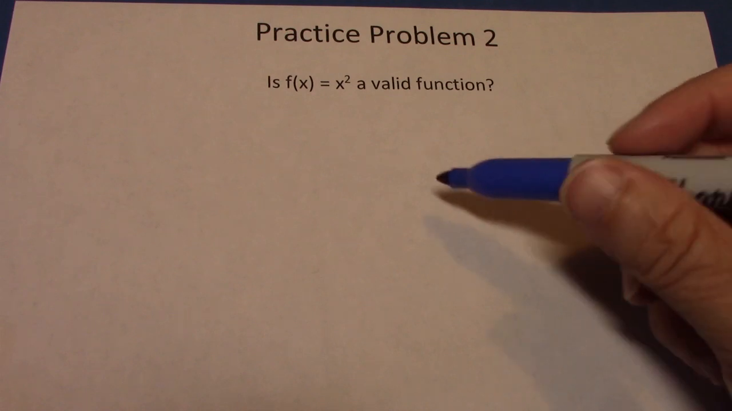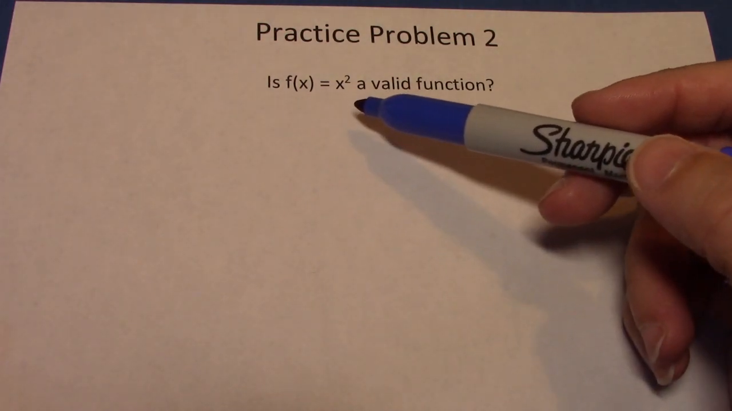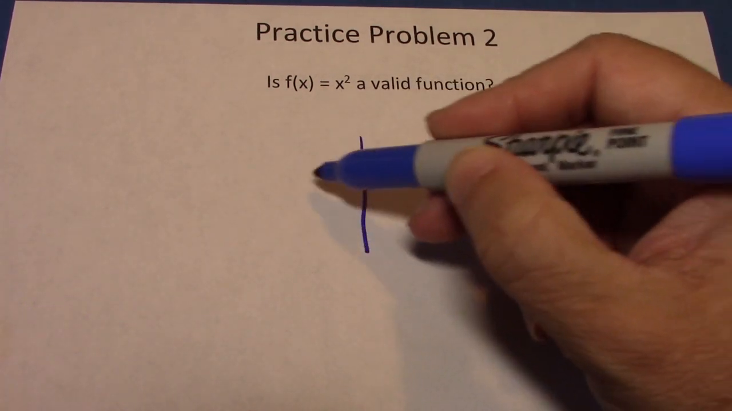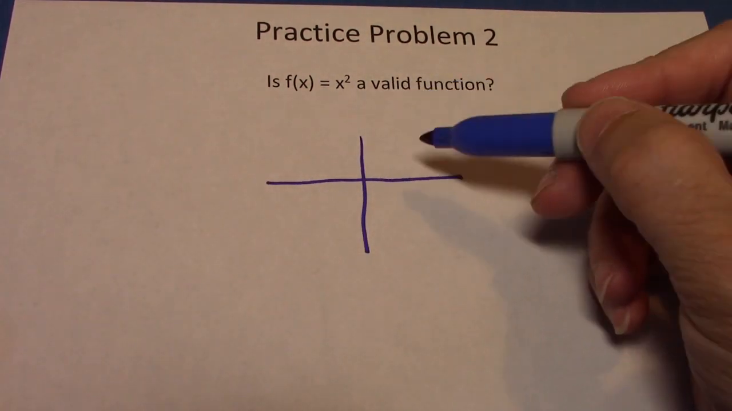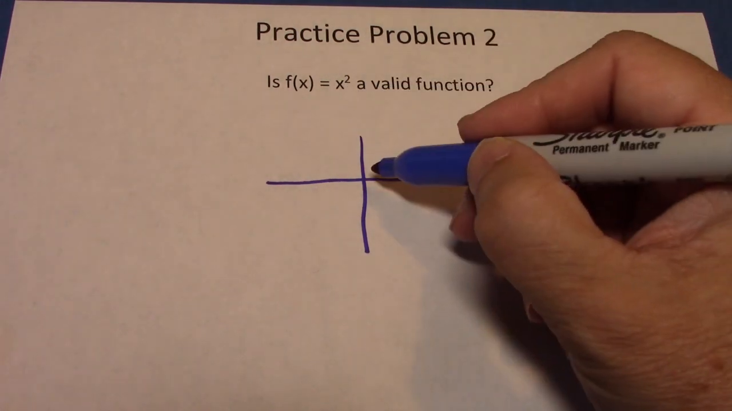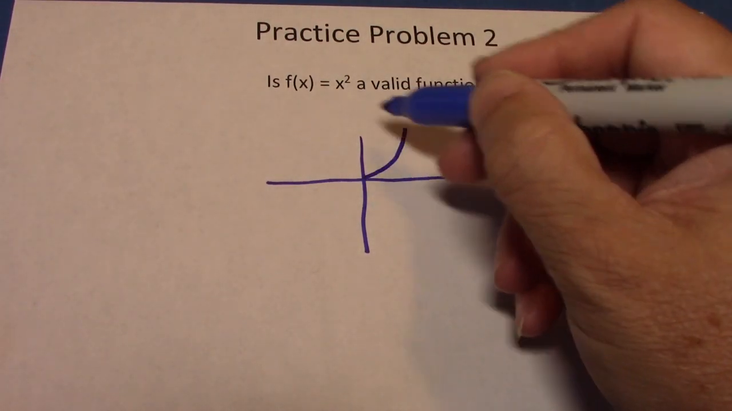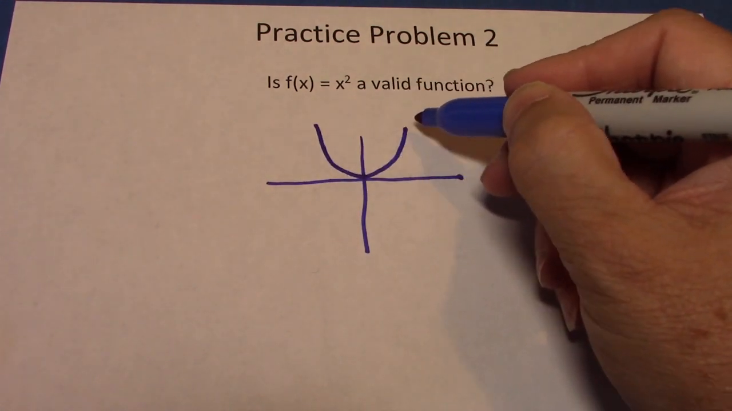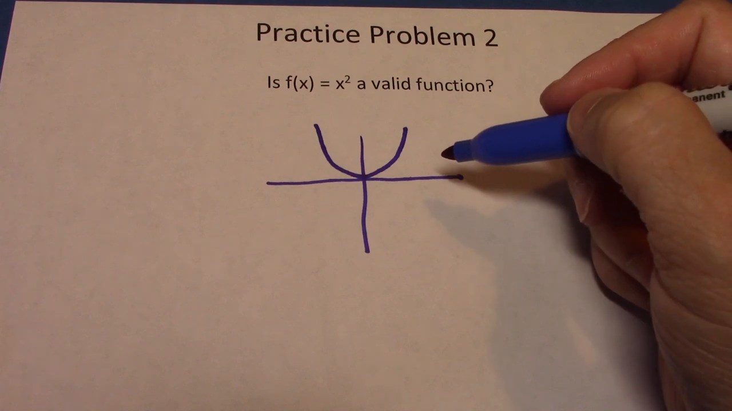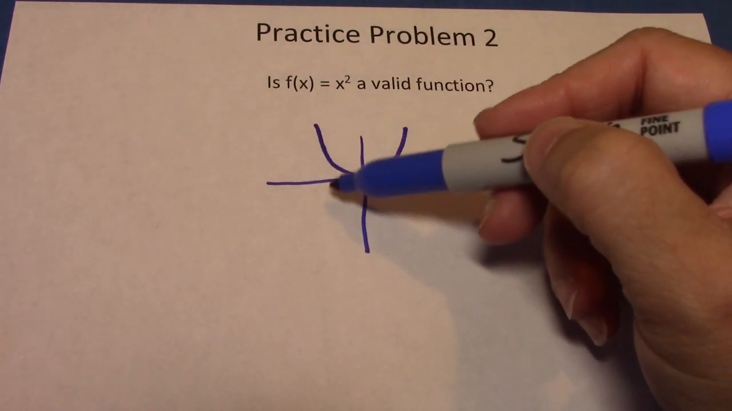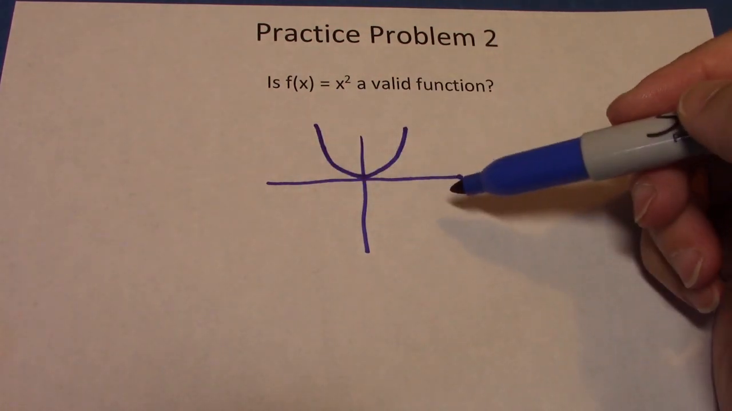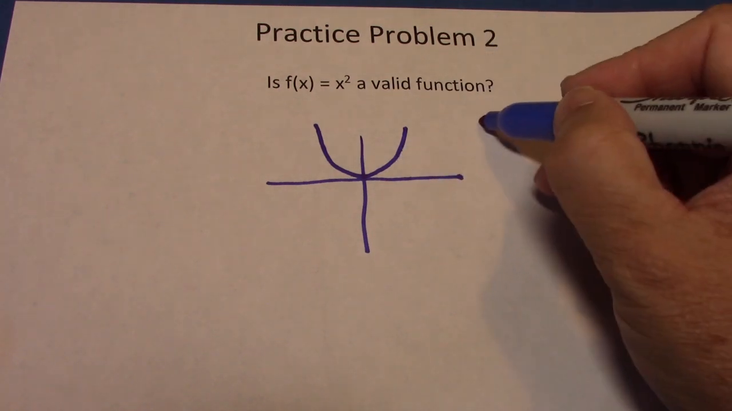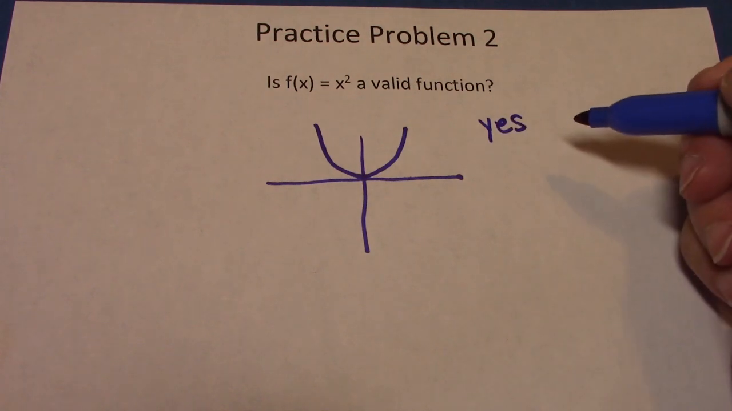Problem 2 says, is f of x equals x squared a valid function? Well, we just saw in the instructional part of this video the graph of y equals x squared, and f of x equals x squared is going to look quite a bit the same. It's going to be a parabola, vertex at 0, and the arms go up like this. And we can do the vertical line test, and we can place any vertical line all the way through this, and we would only cross the graph once. So yes, it's a valid function.